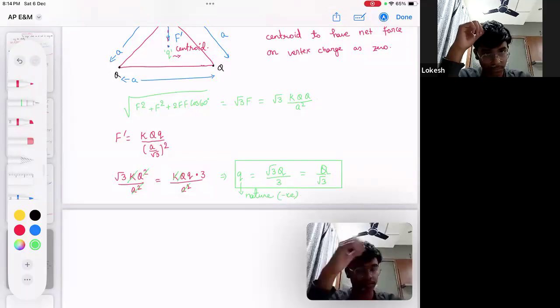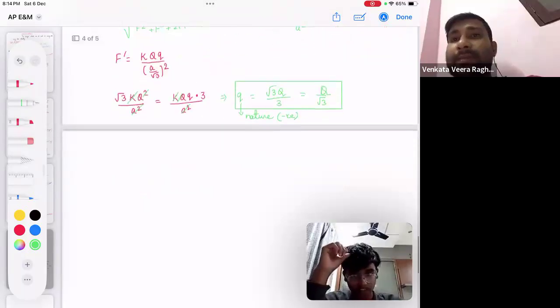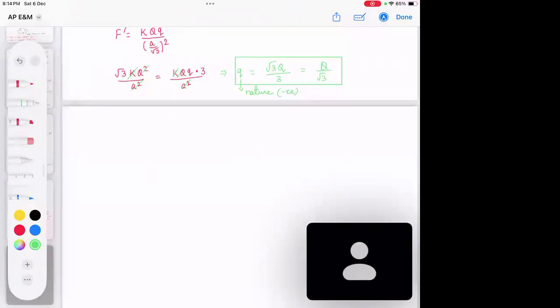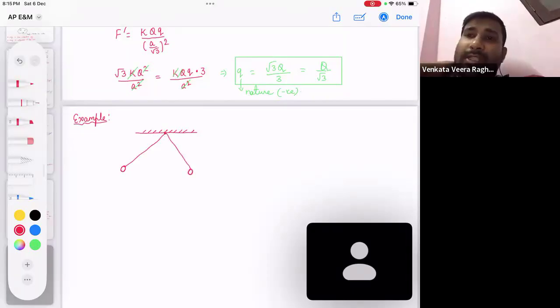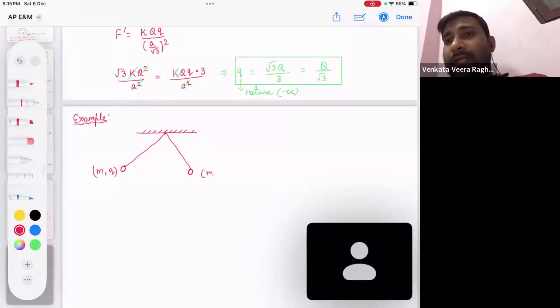Yes, sir. All of you clear about this one? Please tell me. Okay. So now if we are clear about the equilibrium, let me discuss one more example. In this example, what is given to us? From the support, two strings are there, and these two strings are having two charged particles. Their masses are the same and their charges are also equal. Understood? These two particles have the same mass and the same charge.